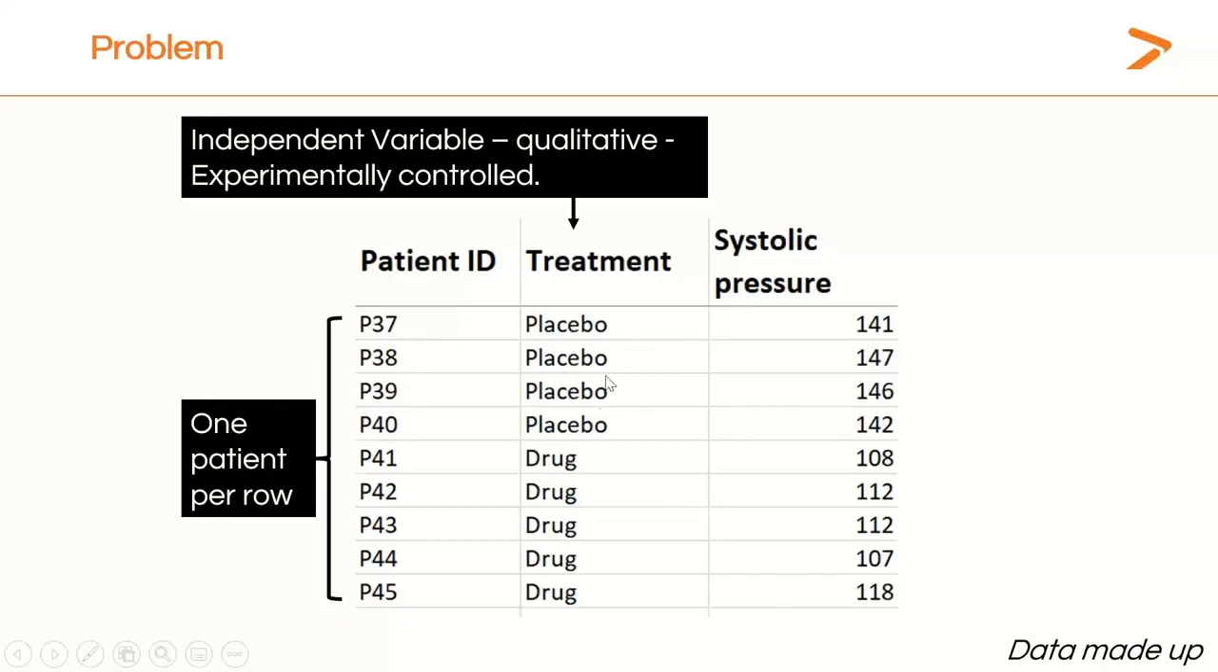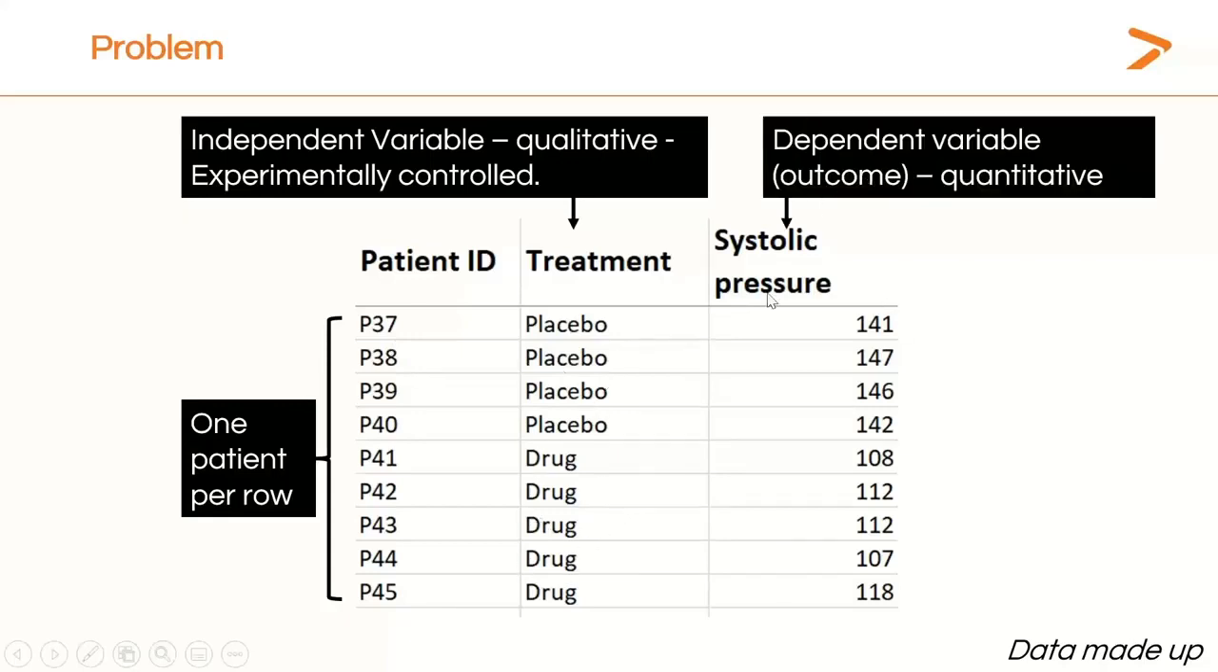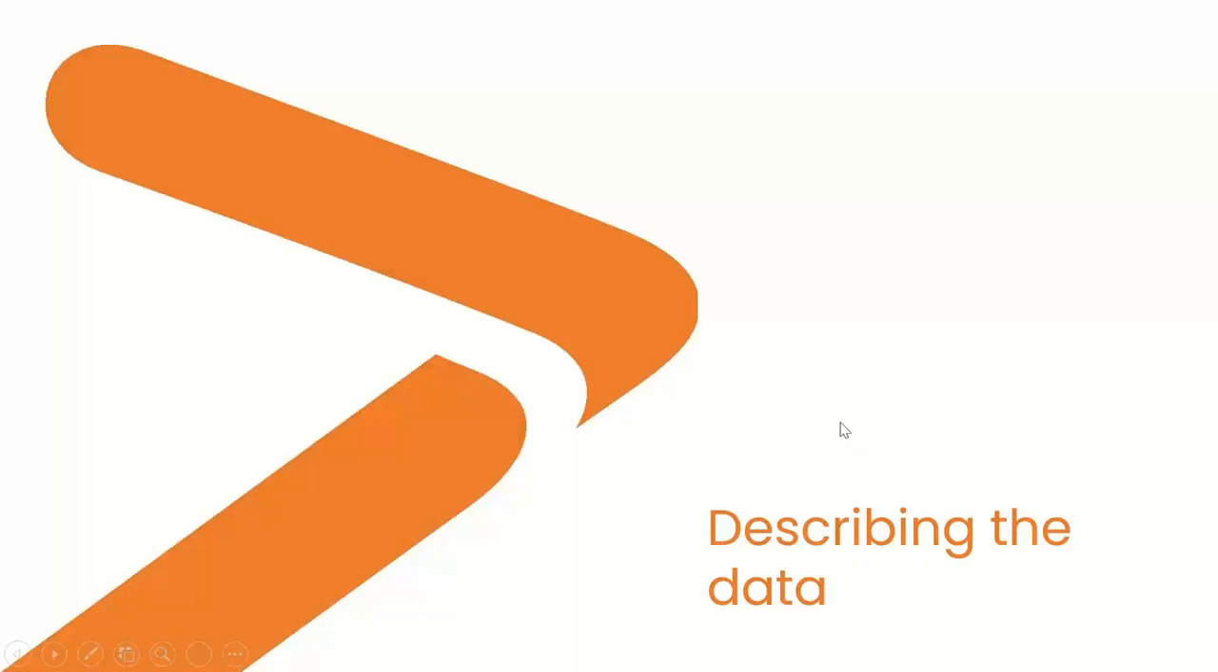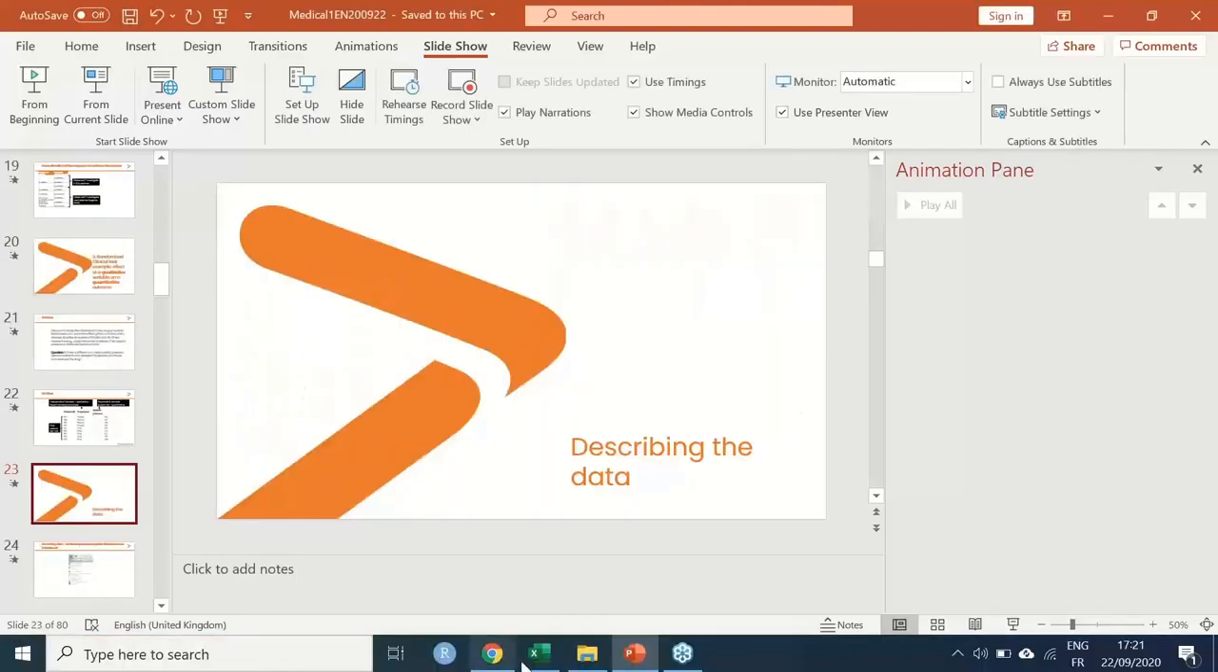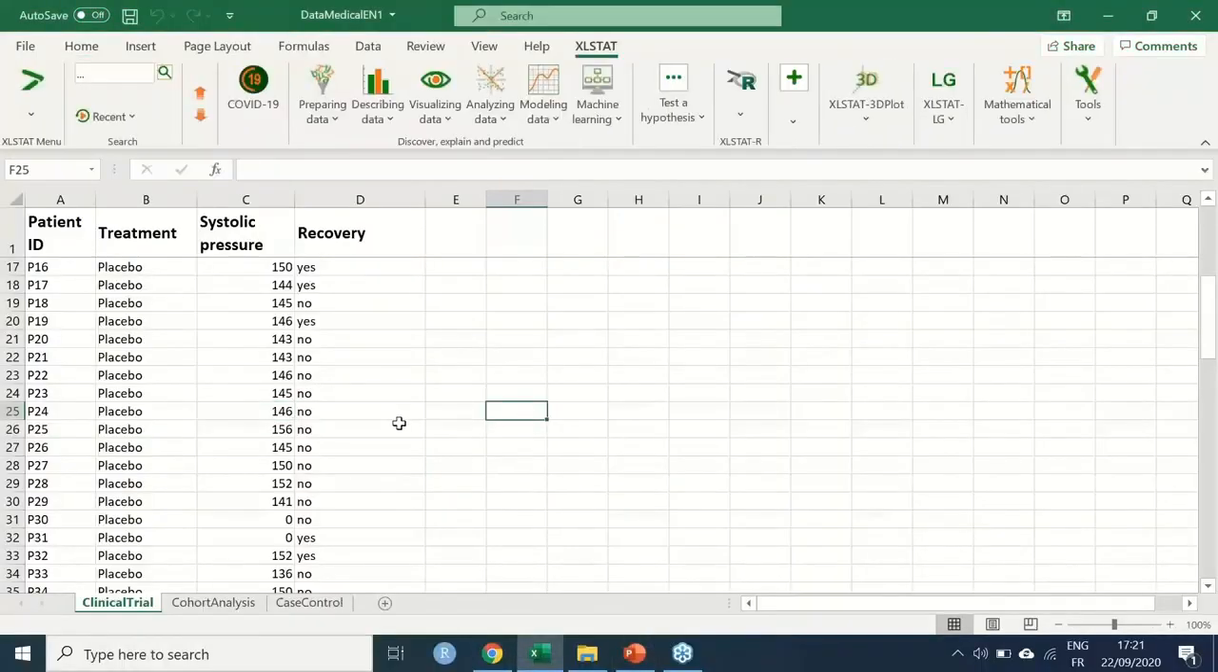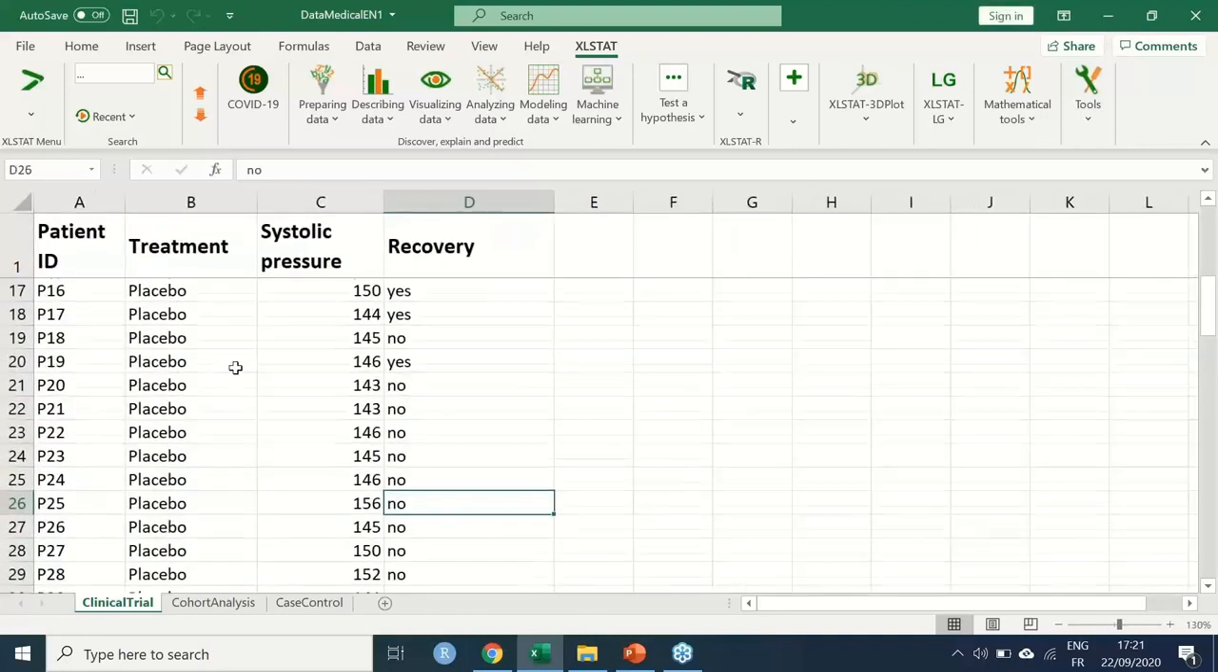So some patients receive a placebo, other patients receive drug treatment, and after 2 hours, we measure the dependent variable, the clinical outcome, which is systolic blood pressure, and which is quantitative. So this is qualitative, this is quantitative. So let's start by describing the data, and we will see how important it is to do so.